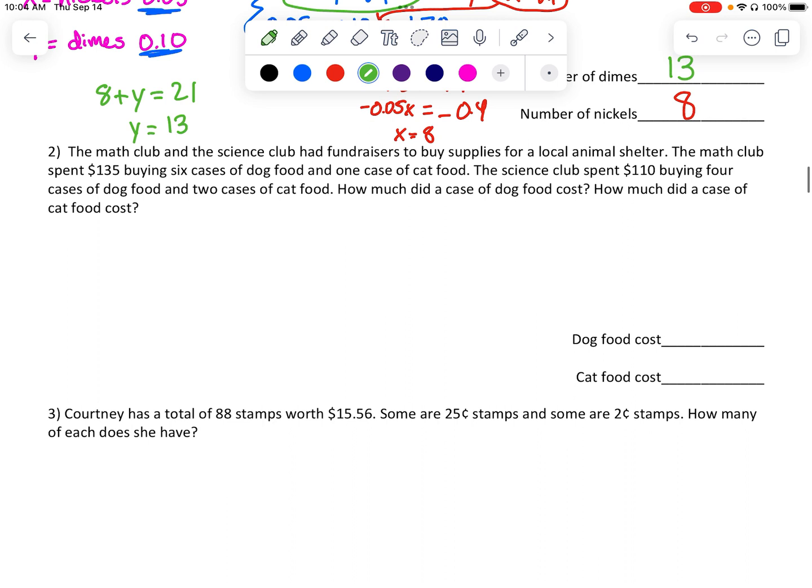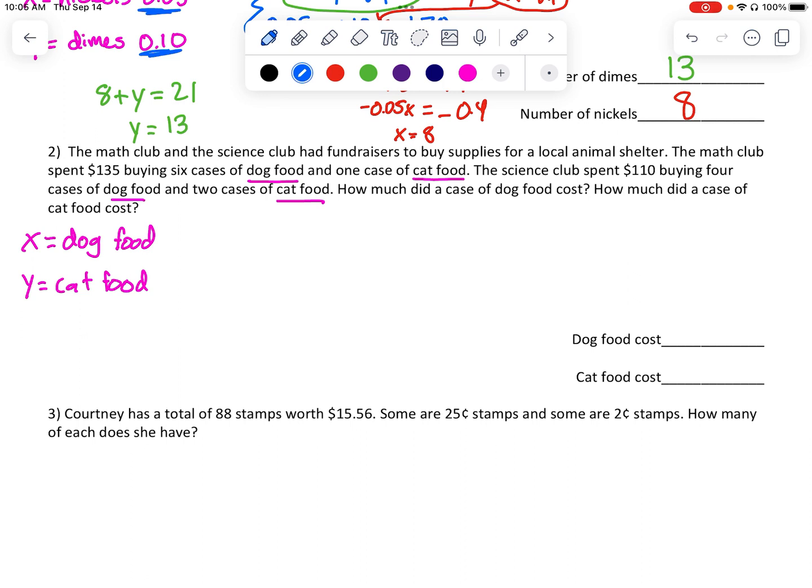All right, next one. The Math Club and Science Club have fundraisers to buy supplies for a local animal shelter. The Math Club spent $135 buying 6 cases of dog food and 1 case of cat food. The Science Club spent $110 buying 4 cases of dog food and 2 cases of cat food. How much did a case cost for dog and cat food? Originally I thought it was going to be about Math and Science Club, but really it's about dog and cat food. So my x is the dog food and the y is the cat food. Don't make assumptions too early about what the problems are about.